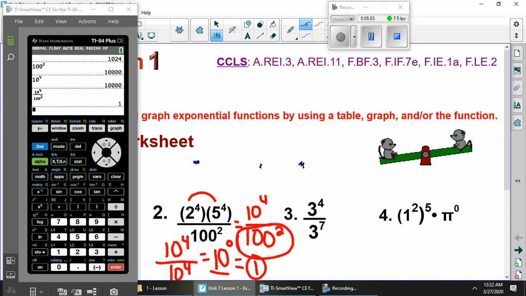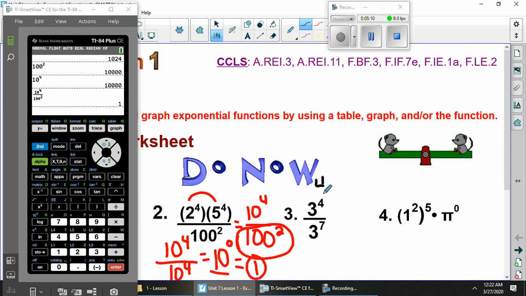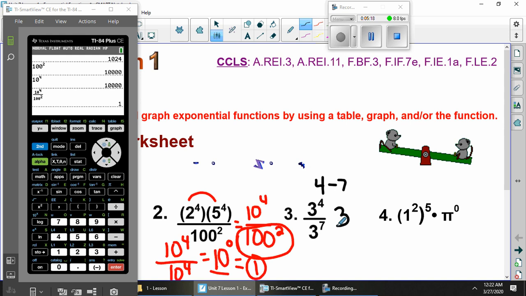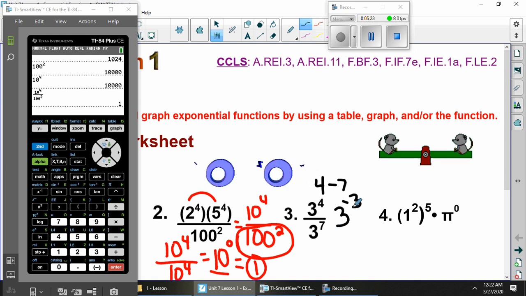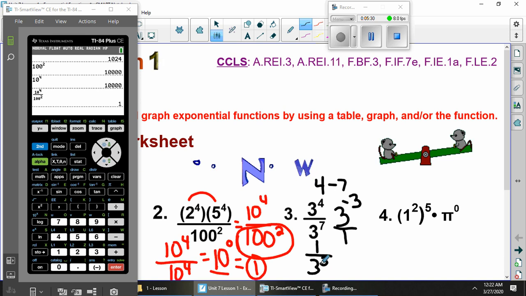All right, and now for this one, this is pretty straightforward. So it's 3 to the 4th divided by 3 to the 7th. Remember, 4 minus 7 is negative 3. You keep whatever's the same to the negative third. And remember, 3 to the negative third, you flip, right? You're going to put a 1 underneath, flip it, and when you do flip it, it becomes a positive exponent. And it will become 1 over 27.